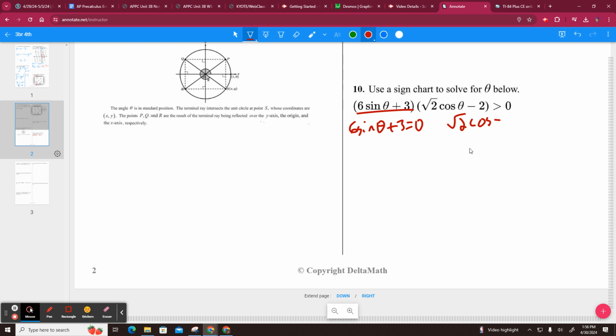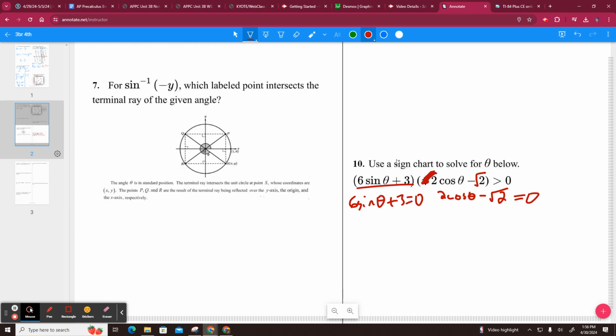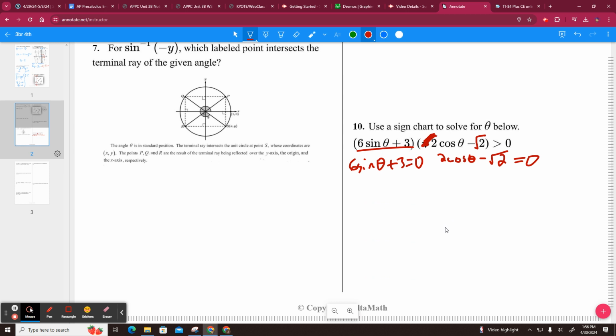I noticed that as soon as I wrote this down. This should have been switched as well. I made a lot of mistakes. So this should not have a square root. So really what we should be working with, I did it backwards. I don't know how I did that. I could have sworn I changed it before printing, but it's been a long week. So this should not have a square root. So really you're working with 2 cosine theta minus the square root of 2 equals 0. So a typo on 9, but also a typo on 10.